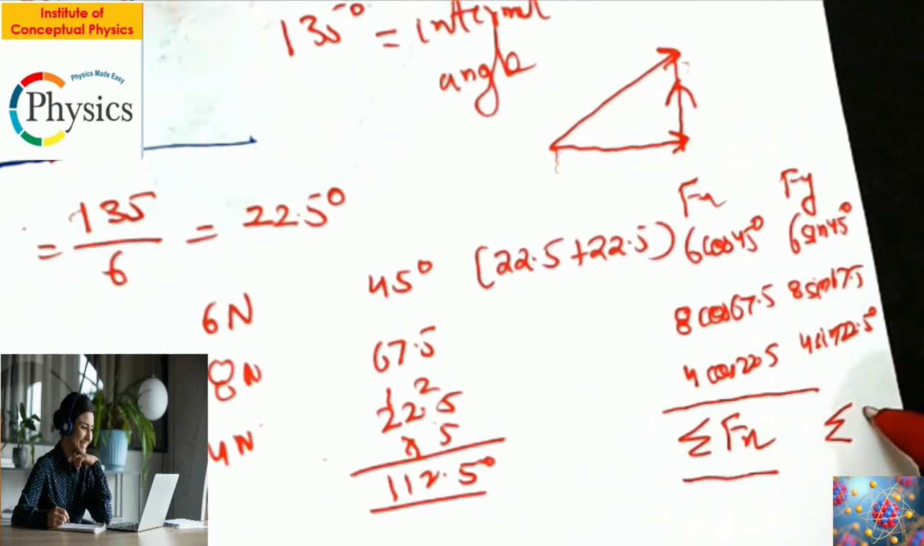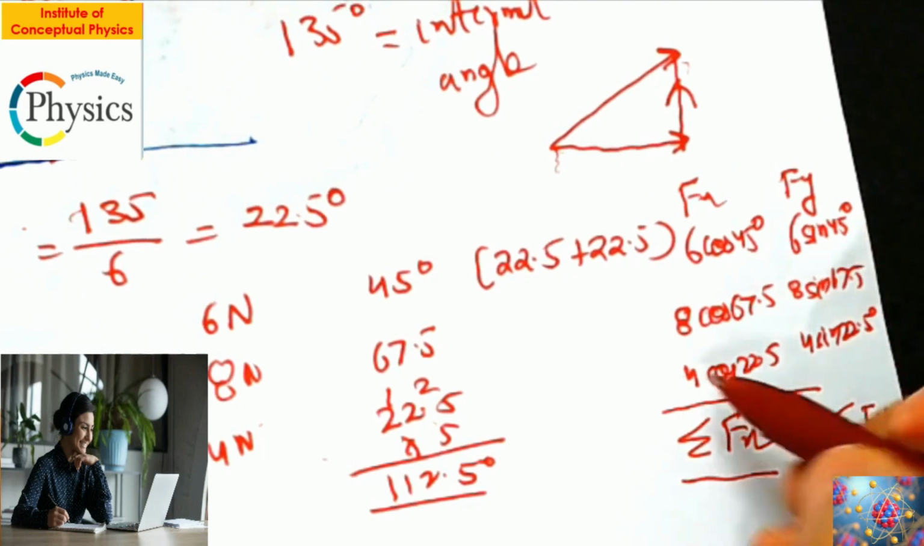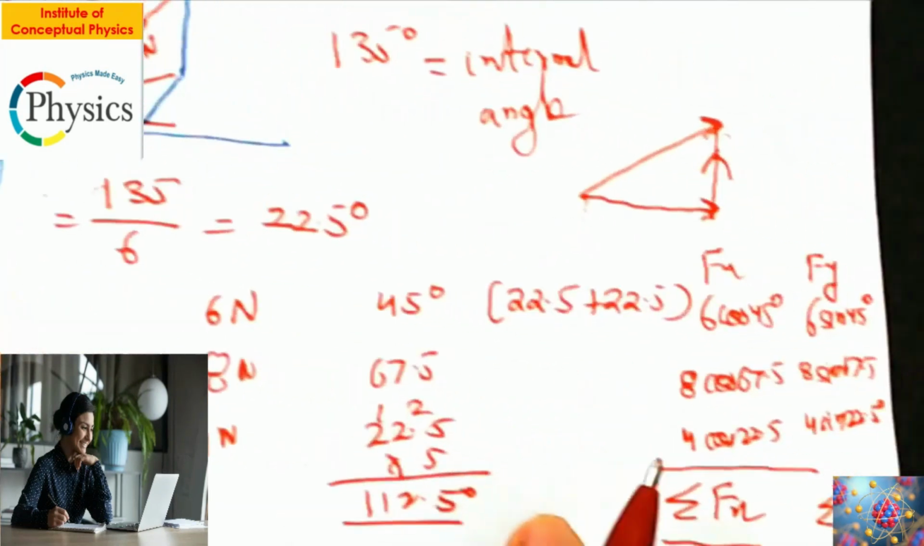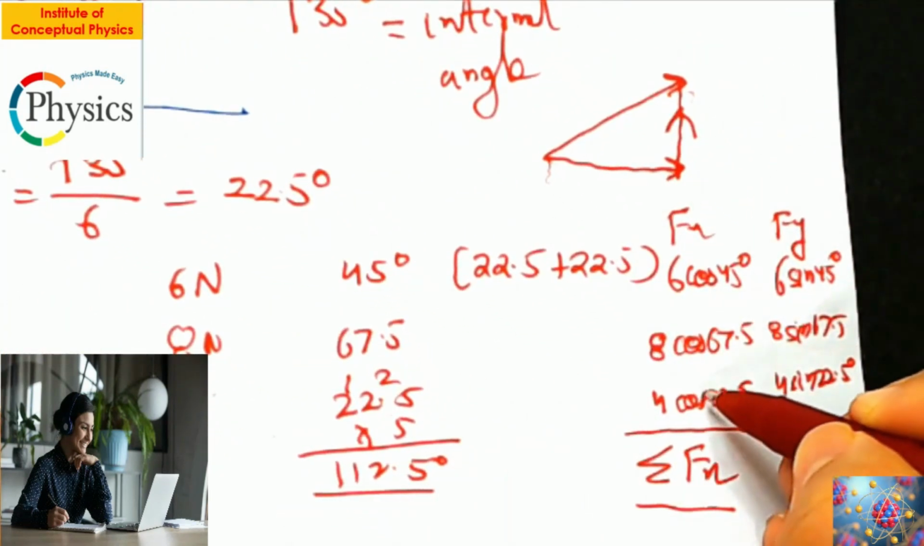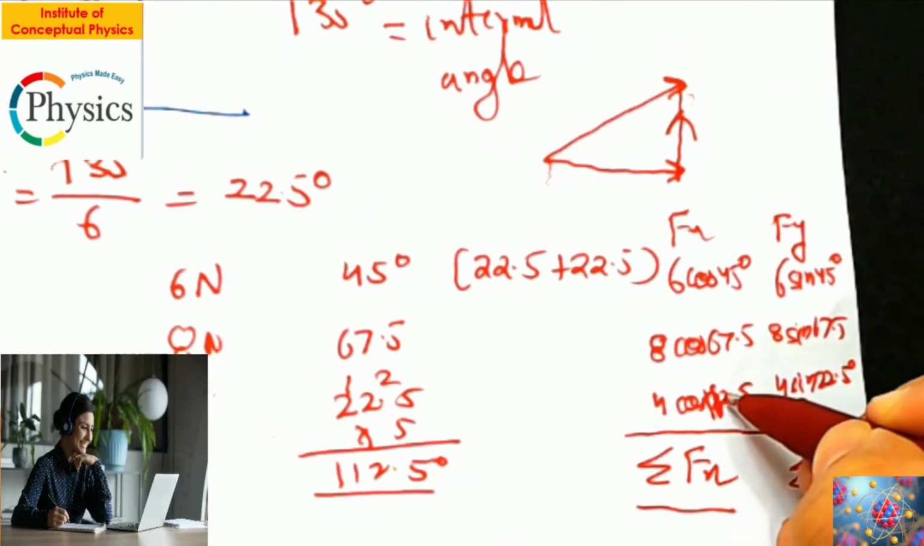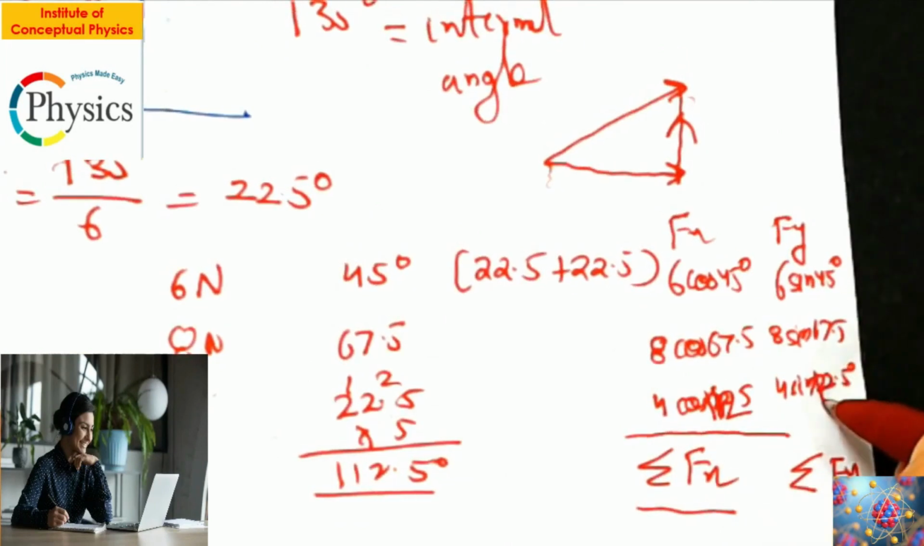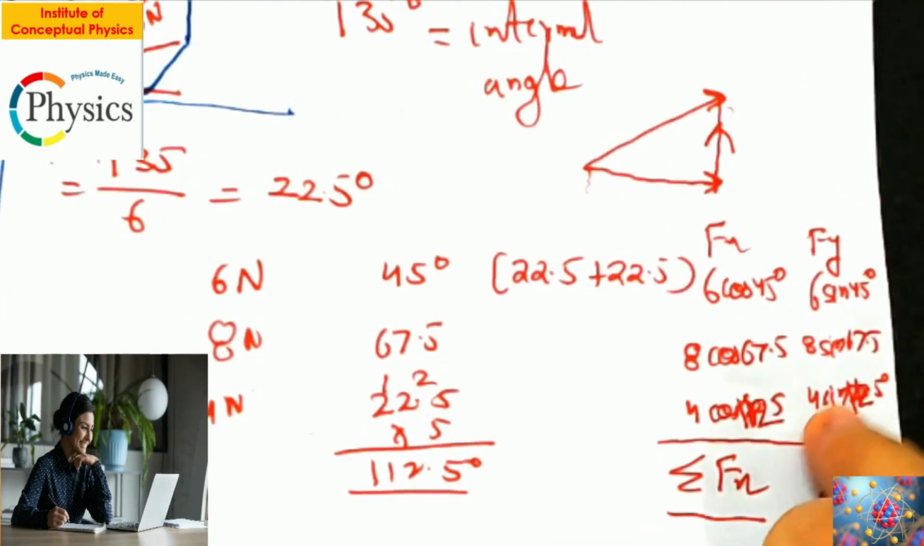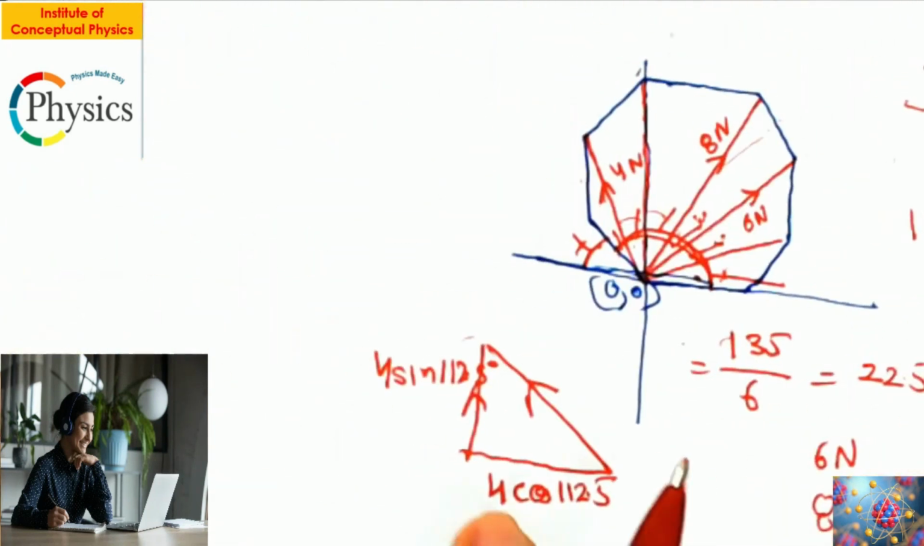What was the strategy that we adopted? The strategy was very simple. We found the angle made by the force with the x-axis, and using that, we started breaking the force into x and y. That is what we did. I'm just correcting the angle of 4 newtons. It is 112.5, which we calculated.